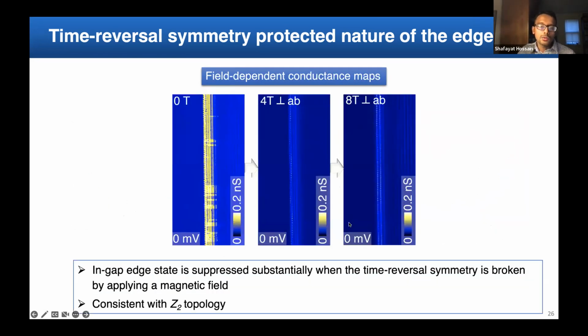And also, we can do a similar conductance map, as I showed you before, as a function of magnetic field. And we see that the edge state spectra become suppressed at the Fermi level as we apply higher and higher magnetic fields. So this is all consistent with the Z2 topology because the edge state is getting gapped out at the Dirac point when the time reversal symmetry is broken, which we do by applying a magnetic field.